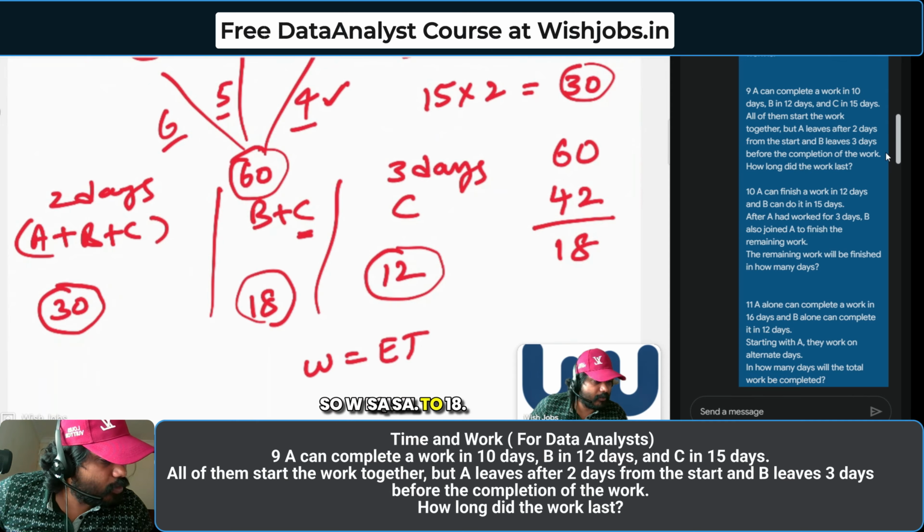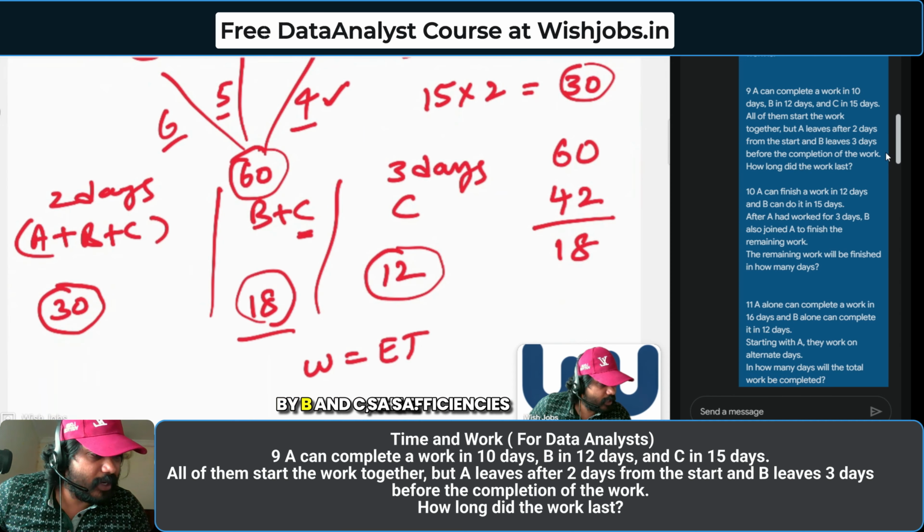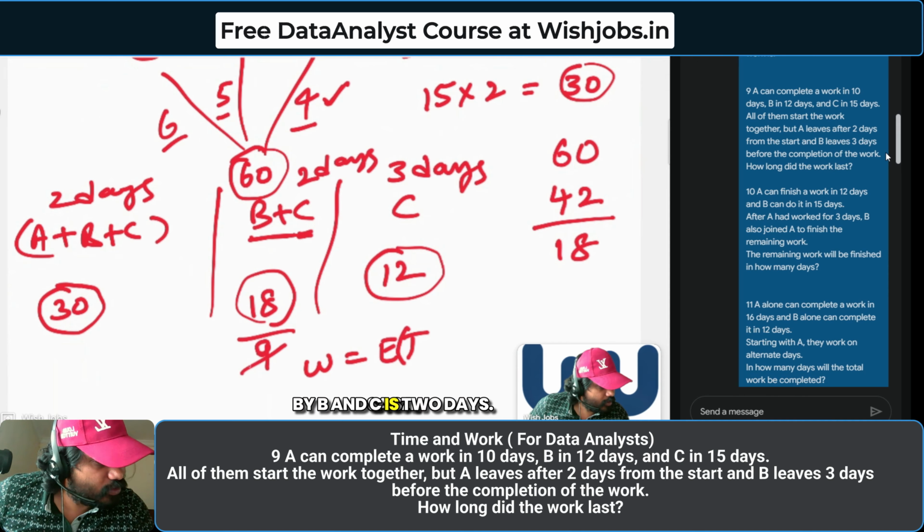So W equals ET. If 18 work has to be completed by B and C, the efficiency of B and C is 5 plus 4. That means efficiency is 9. So the time taken by B and C is 2 days. 9 ones are 9, 9 twos are 18.